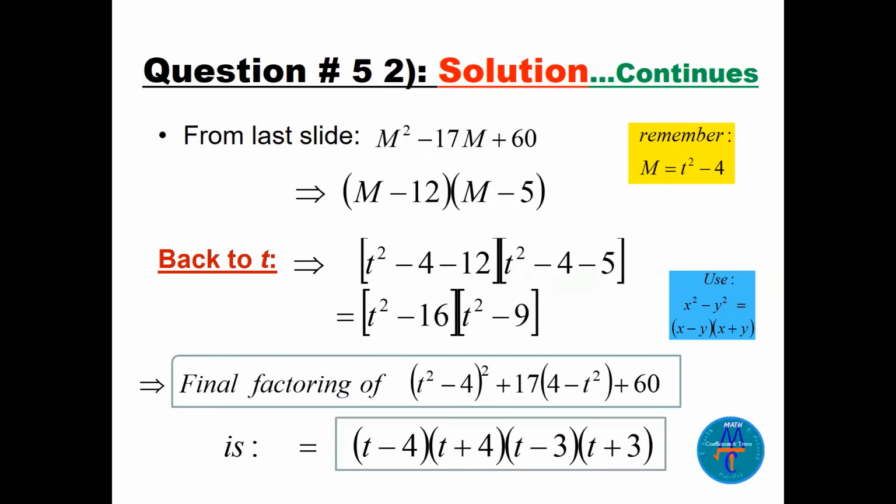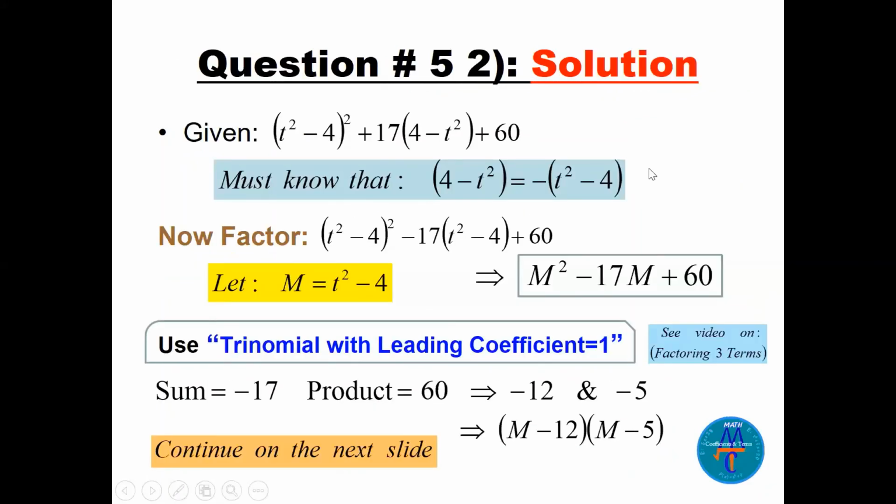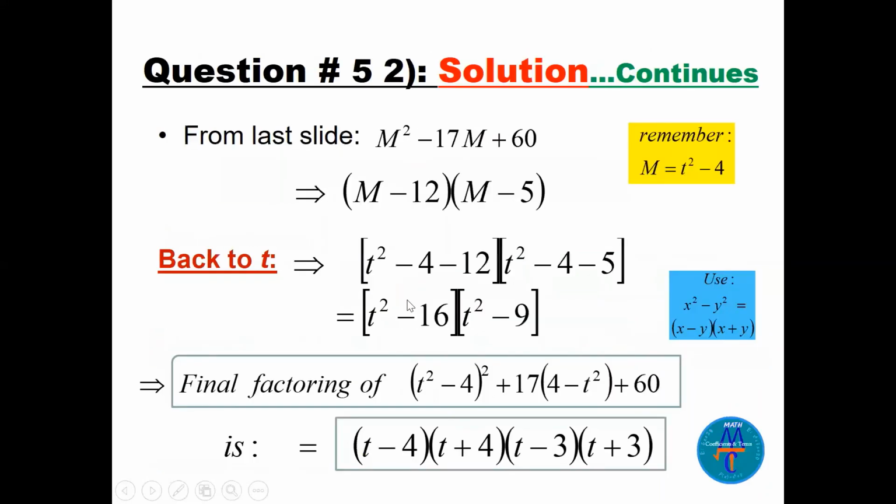So I have the factoring here, m minus 12, m minus 5. Remember, let capital M be equal to t squared minus 4. It's written here, capital M. So in this capital M, I put t squared minus 4. Now, minus 4 minus 12 will be minus 16, and this is minus 9. I can factor this by difference of two squares. So this will be t minus 4, t plus 4. And then I can factor this as t minus 3, t plus 3. Very nice factoring here: t minus 4, t plus 4, t minus 3, t plus 3.